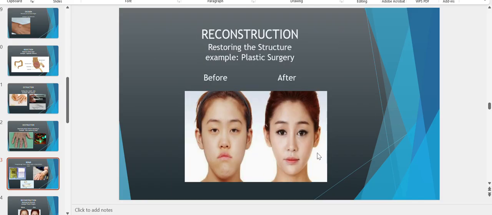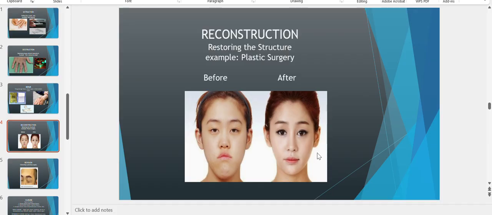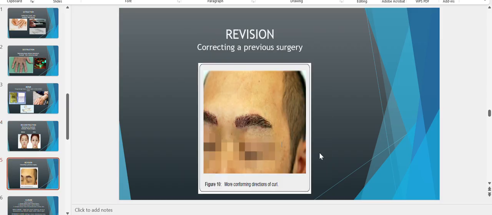Okay. Now coming to next, that is reconstruction. Reconstruction means simply restoring the structures. For example, a patient is coming for a cosmetic procedure, for plastic surgery of her face structure. Before surgery you see what she looks like, and after surgery the face structure has been changed. So that one is reconstruction, plastic surgery. Okay, restoring the structure.